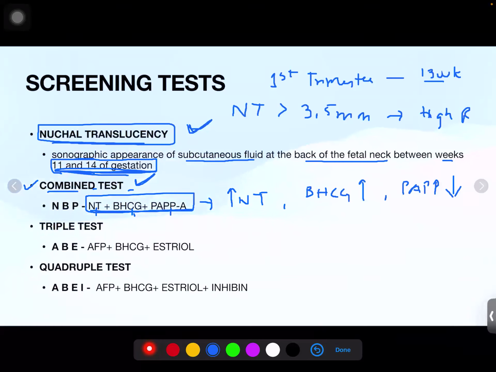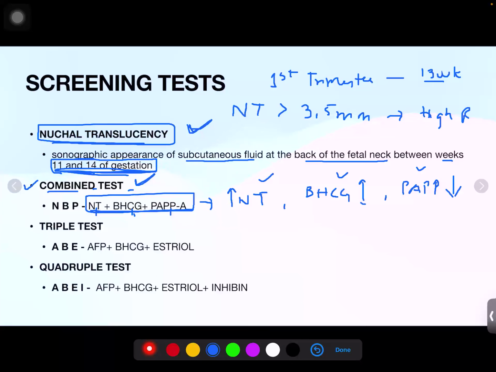These are just screening tests. You cannot diagnose that this is Down syndrome in the baby. No, these are screening tests. You screen that if NT is raised, beta HCG is raised, PAPP-A is reduced, then you can say that this pregnancy is at high risk of developing aneuploidies. You cannot say it is Down syndrome or Edward syndrome.